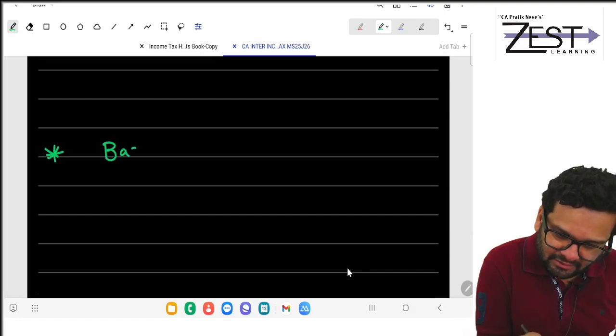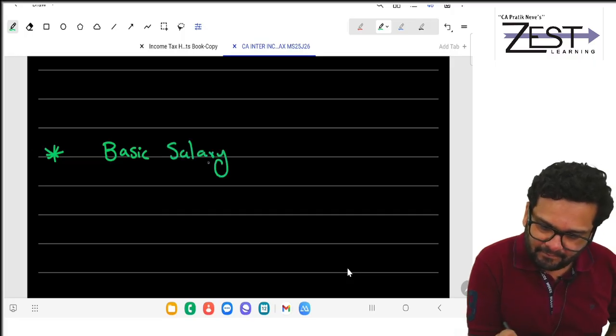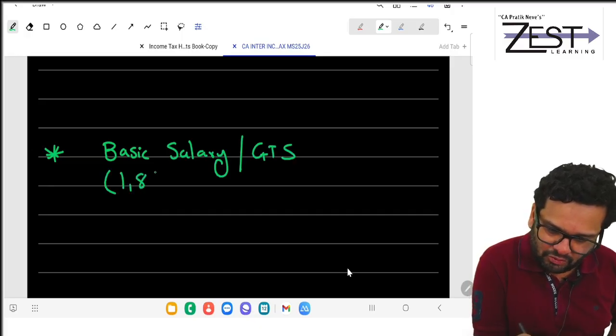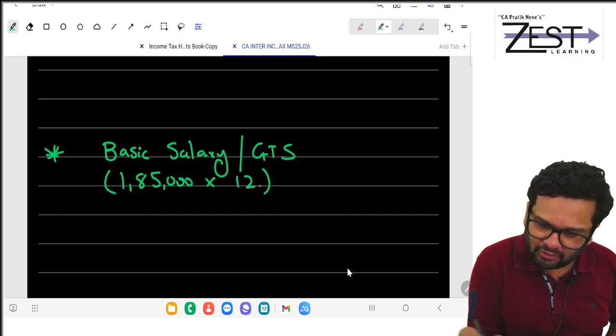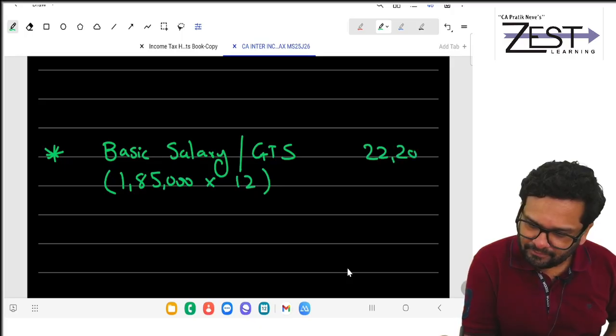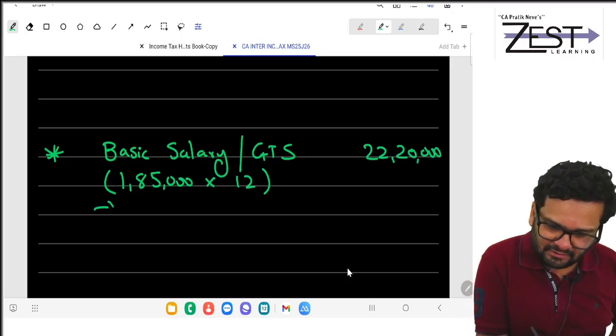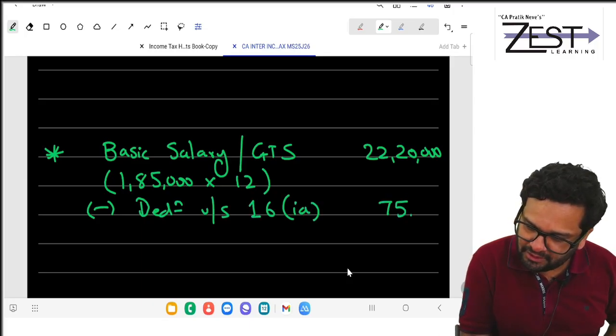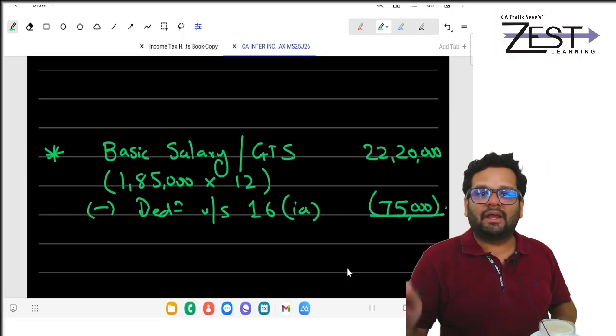Basic salary slash GTS, 185 into 12. I think it is 22 lakh 20,000. Less. See, this subject is going on for you. If you feel anything, you should tell me immediately. I am just helping you. I am moderator between government and you and ICA.